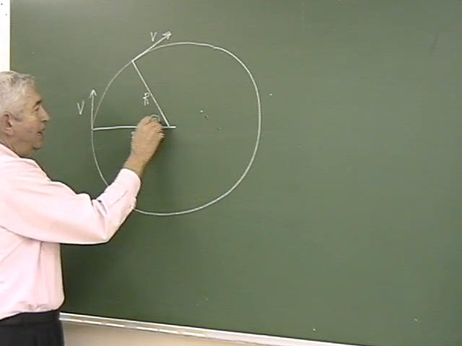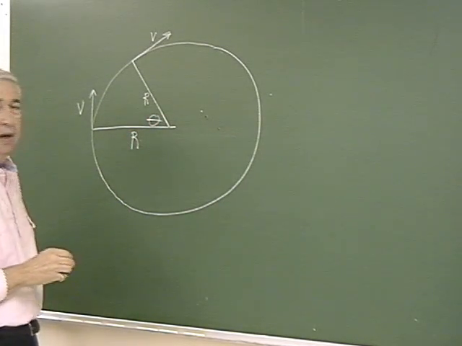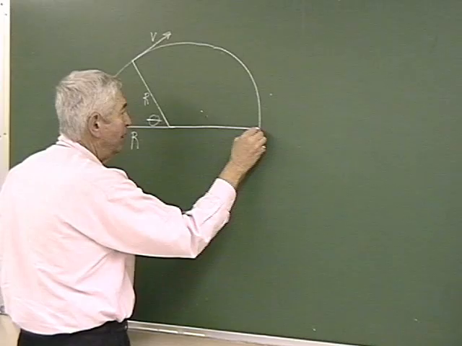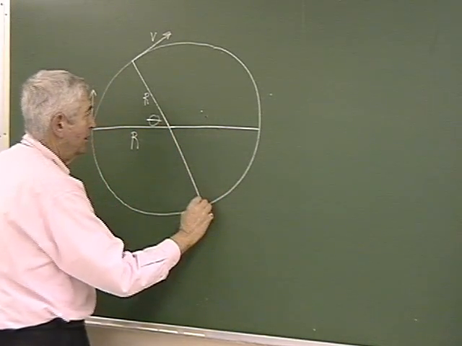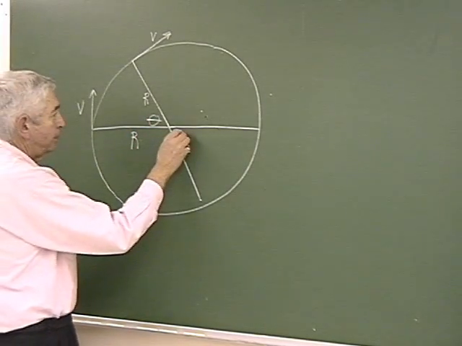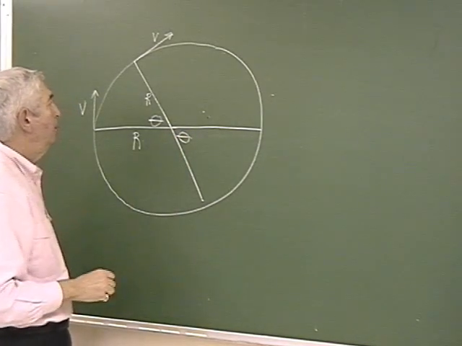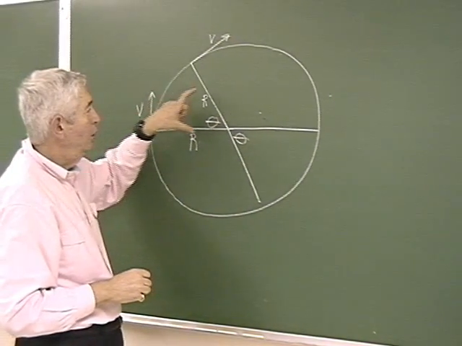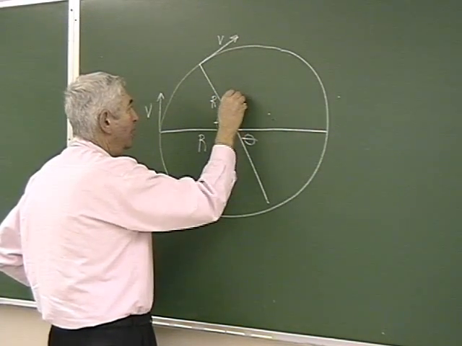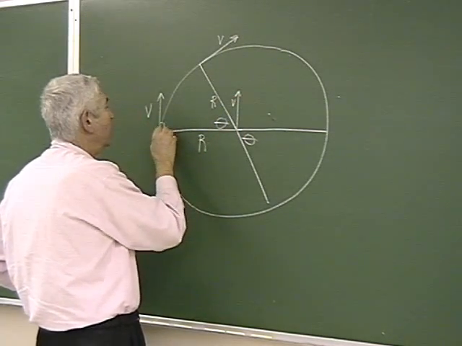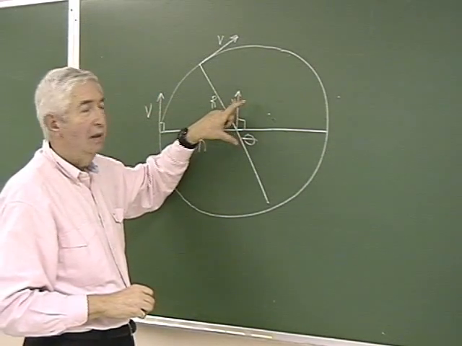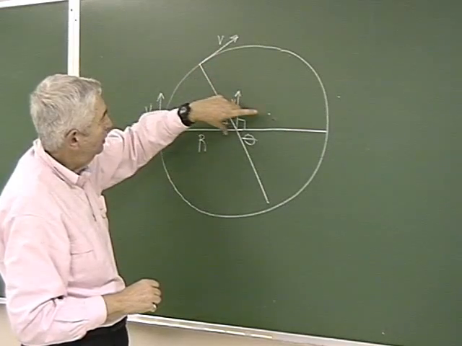Now, if this angle is theta, what I'm going to do now is draw a diameter by extending these lines like this and like this. Now, this angle theta is equal to this angle theta. I'm going to take this vector and move it into the center. And when I do that, it looks like this. This is v. It's perpendicular here, it's perpendicular here. I took this vector and moved it in here. I'm going to take this vector and move it down here.